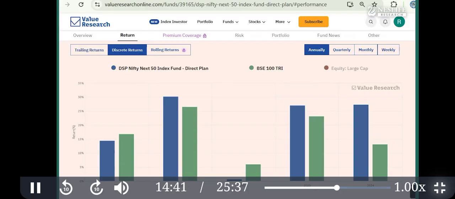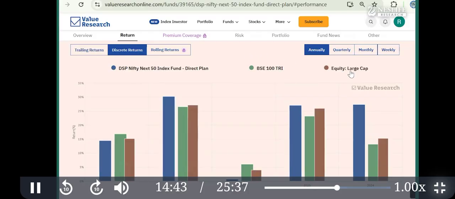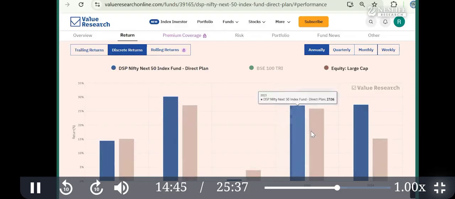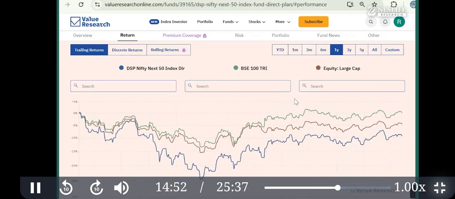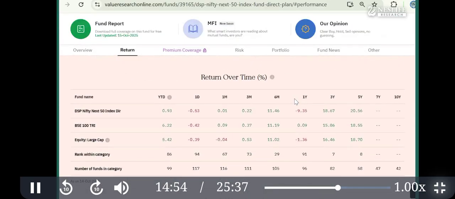If you check the equity category, our fund should have higher return. Okay, if you go to trailing return, the same thing which we discussed in the active funds, same thing will be applicable here. Where is it in the category, and how is the return compared to the index?